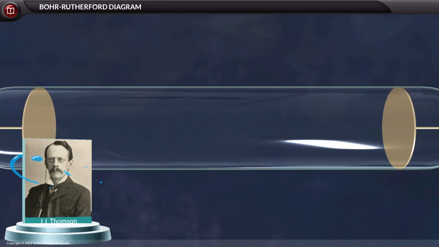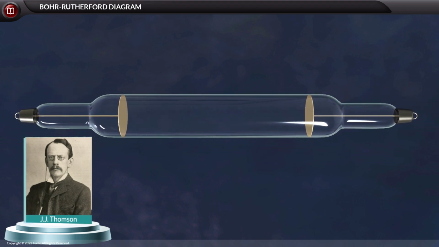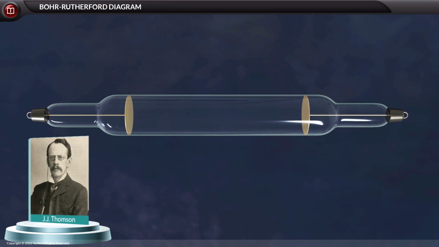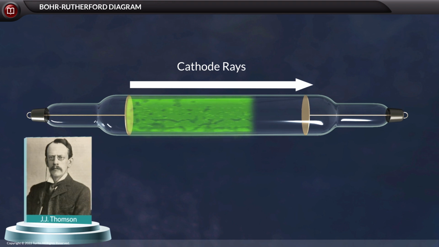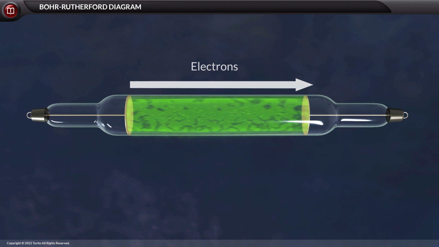The electrons were first discovered by J. J. Thomson. He enclosed gas in a vacuum tube and applied a high voltage. A stream of particles was noticed to flow from the cathode to the anode. This beam of particles was later termed electrons.